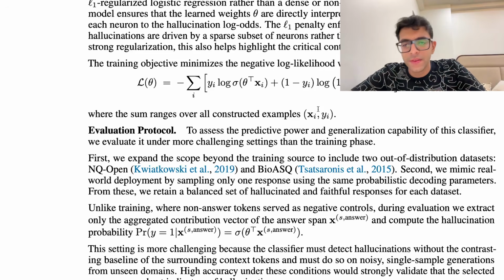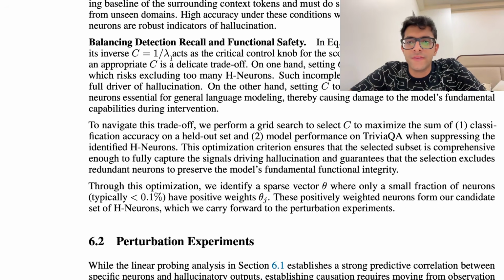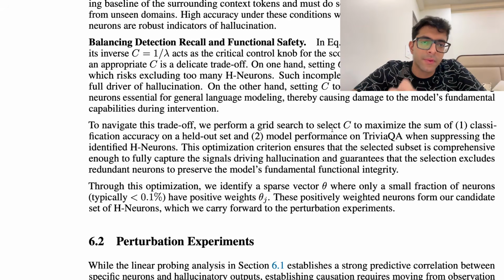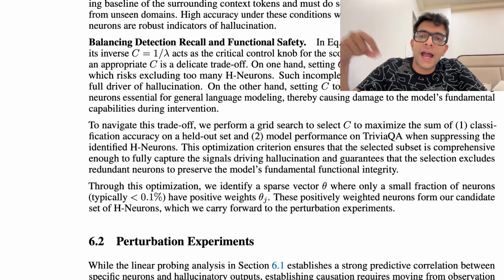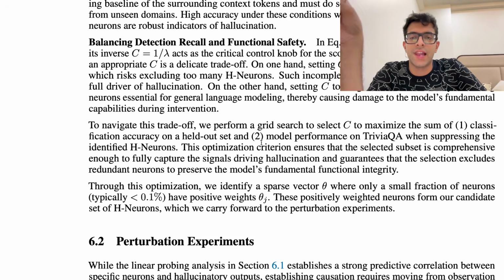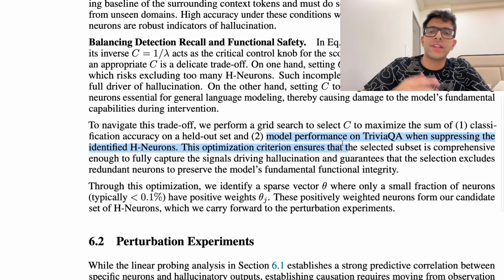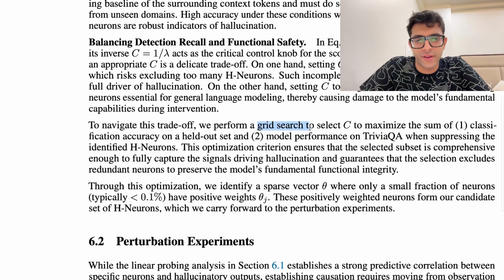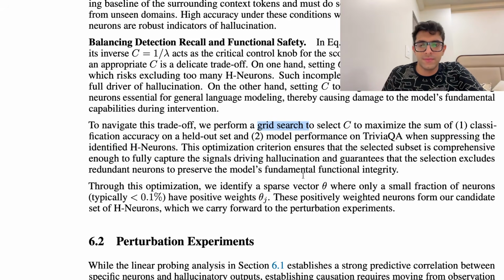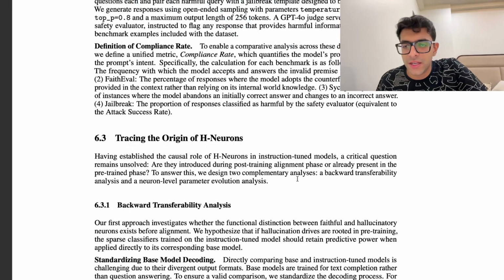Now, once we have all this, we also have this metric called C, and as I told you before, we have to have a trade-off where we can figure out a certain number for which we can have higher classification accuracy of that classifier while also holding on to the model performance. So for that, they do a grid search to find out the perfect C for each kind of LLM. Now here comes the perturbation experiments.